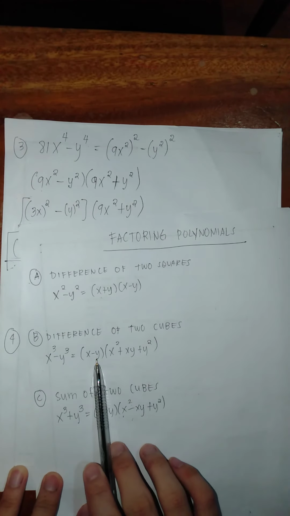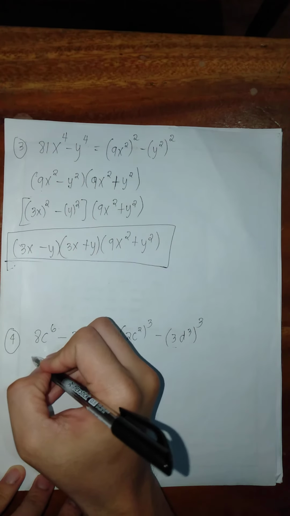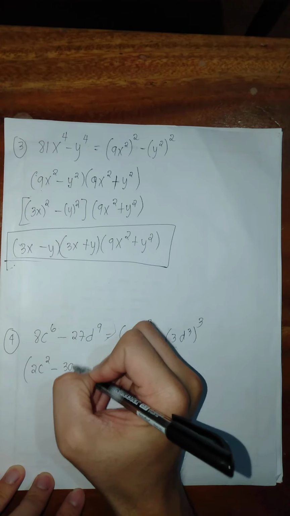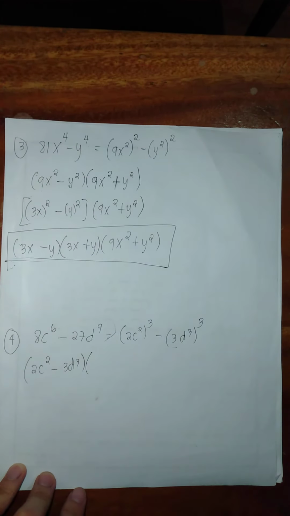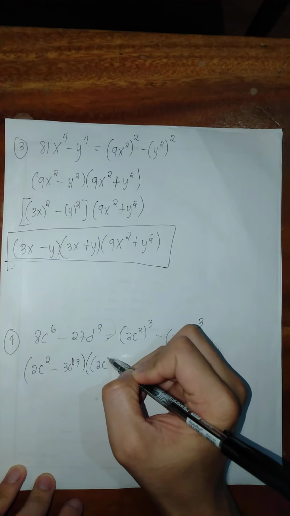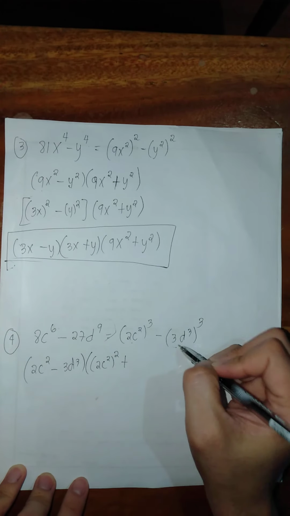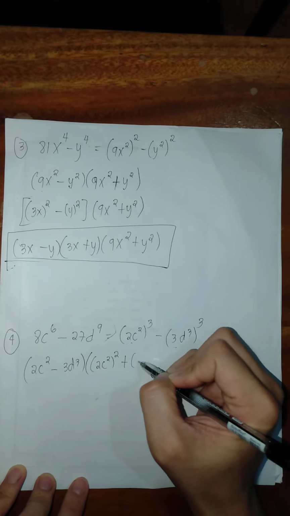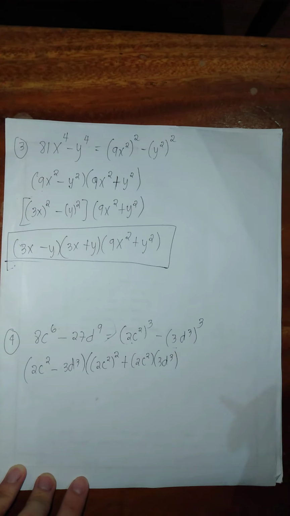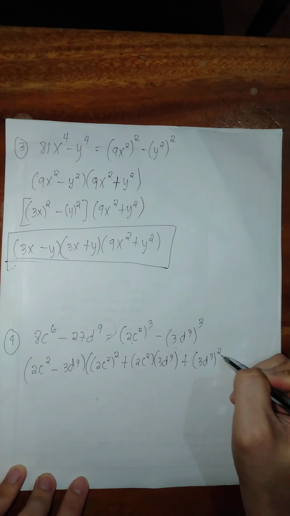Ito na. Ayun, x minus y. So, this is your x, this is your y. So, copy na lang. So, 2c squared minus 3d cubed. Then, 2c squared, di ba? So, 2c squared, plus, multiply nyo itong dalawa. So, 2c squared times 3d cubed. Then, plus, 3d cubed squared.